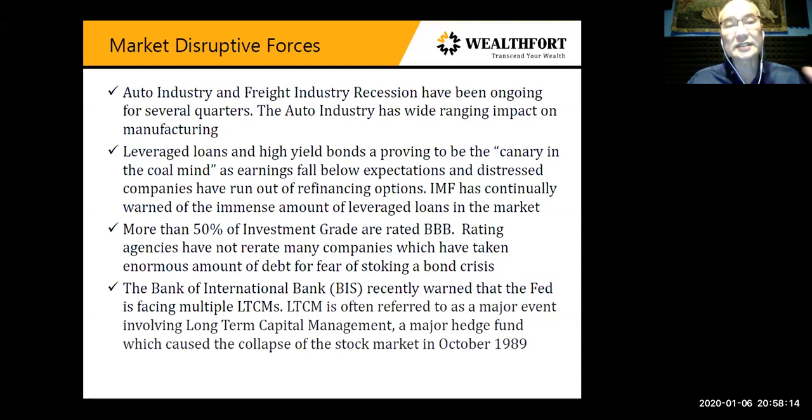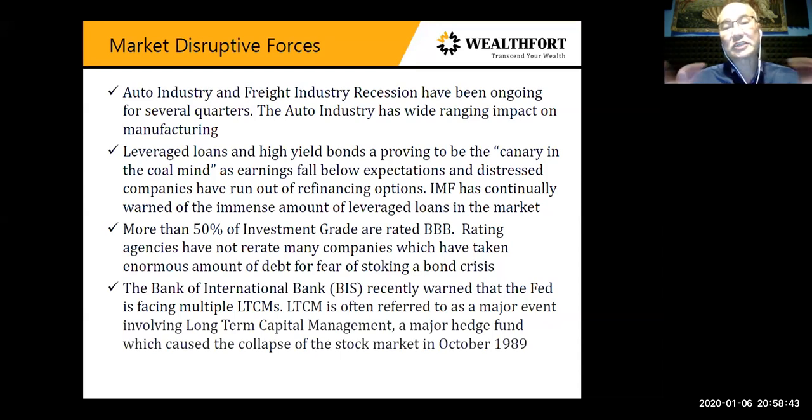Now, the other thing is that leveraged loans and high yield bonds are proving to be the canary in the coal mine, which means that in a coal mine that is all black, suddenly there's a canary that is yellow in color. That is telling you that this is the major problem. As earnings fall below expectations and distressed companies have run out of refinancing options, IMF has continually warned of the immense amount of leveraged loan in the market.